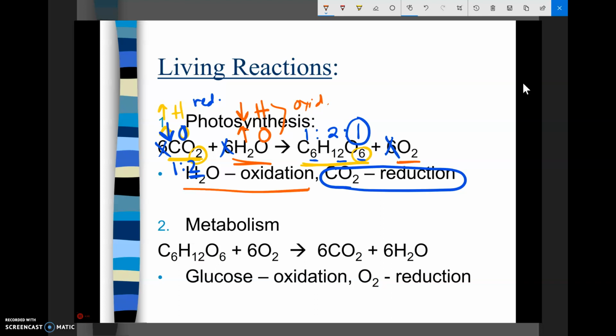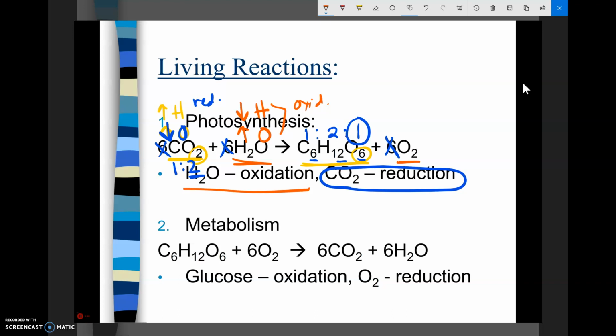Okay, if you want to, right now, pause the video and look down below and see if you can figure out why, in metabolism, the glucose is oxidized and why the oxygen is reduced. I'll give you a hint. You're going to have to use the ratio again.